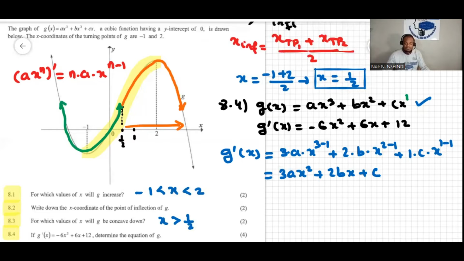Now we have another form of g of x given by this, so we can just equate the two. So it means that negative 6x squared plus 6x plus 12 is equal to 3ax squared plus 2bx plus c. We're going to look at the negative 6 here, which will be equal to 3a.